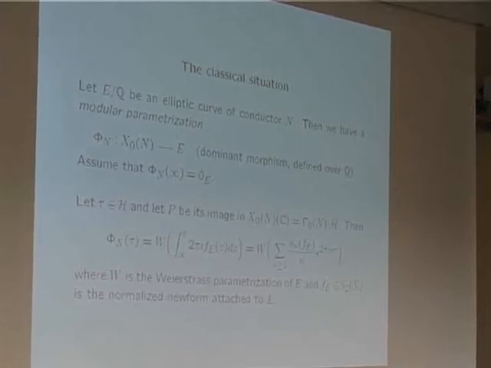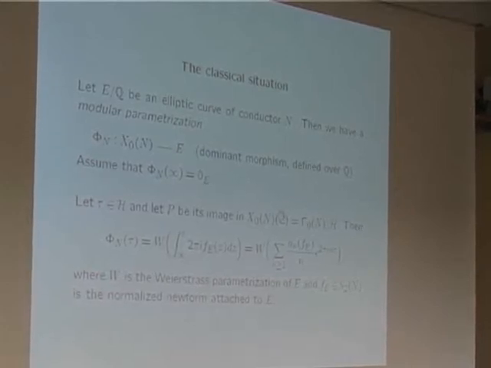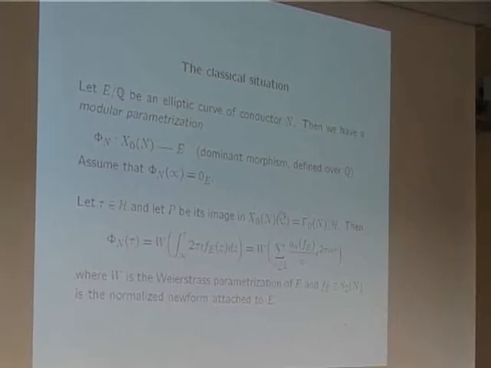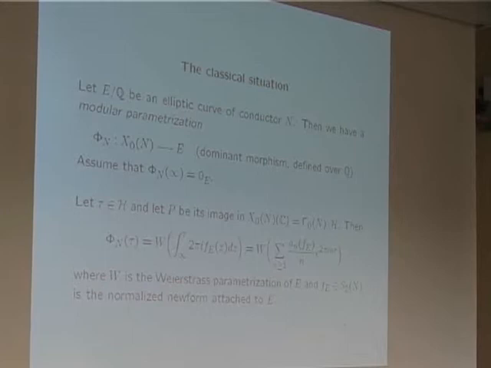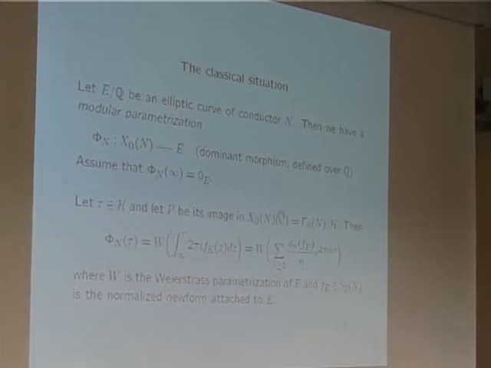So let's suppose we have an elliptic curve E over the rational field of conductor N. Then we have a modular parameterization, let's call it phi_N, from the modular curve X_0(N) to E. This is a dominant morphism. It's defined over Q, and we can assume that the infinite cusp gets sent to the origin, the identity element of the elliptic curve.